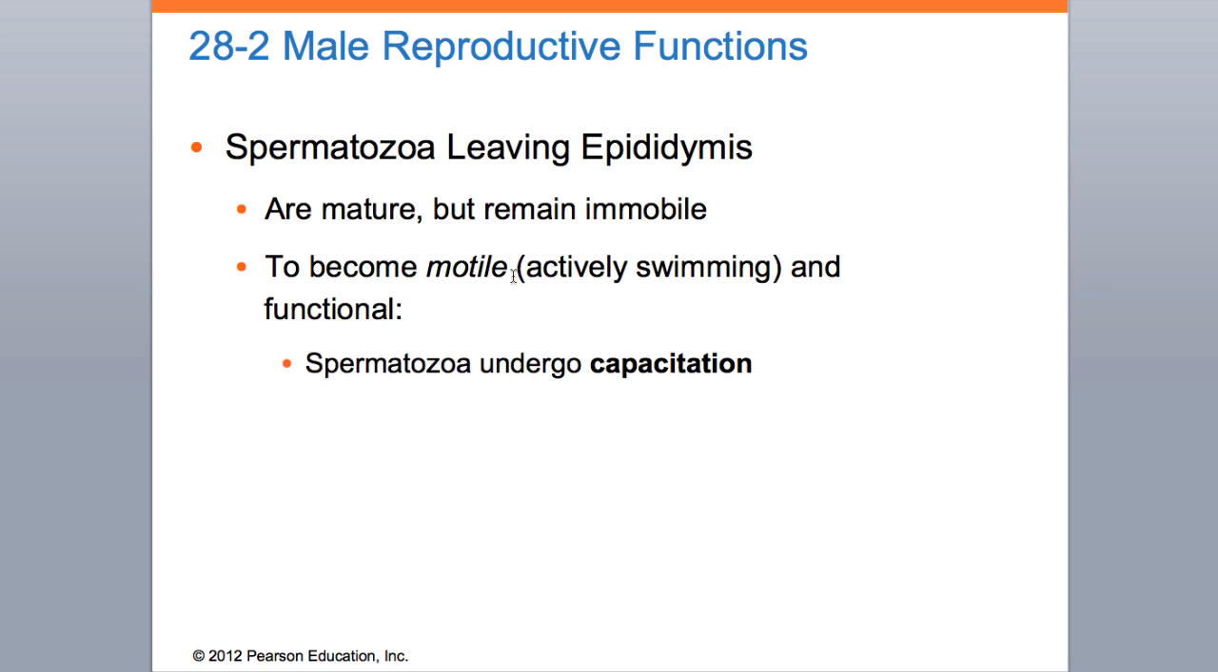Now, look what it says here. This one's important. Sperm are mature but remain immobile. To become motile and functional, spermatozoa undergo capacitation. That is the stripping off at the top.